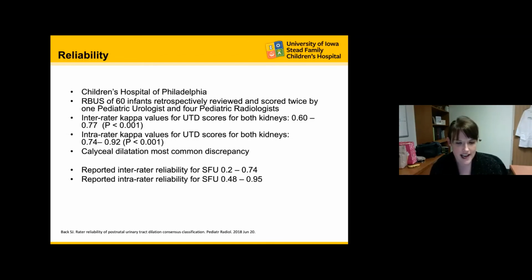There was a study in 2018 at CHOP looking at the renal ultrasounds of about 60 infants, and the inter-rater reliability was improved compared to the SFU grading system. The intra-rater reliability, which was pretty decent in the SFU grading system, was similar. And again, that calyceal dilatation, differentiating between the major calyces and the minor calyces, is the biggest break point for people.